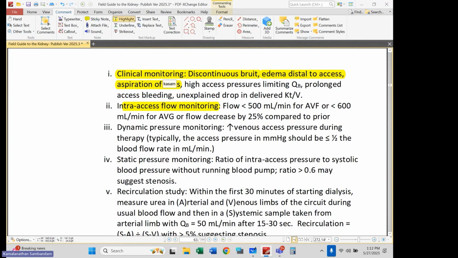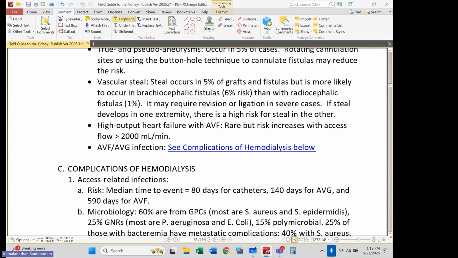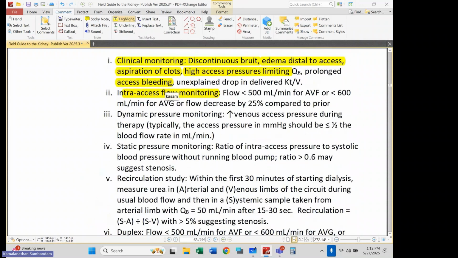Nurses will often say, "I'm pulling clots," a term they use when an access seems to be about to fail. High access pressures, bleeding that persists for a very long time at the conclusion of dialysis, or an unexplained drop in KT/V. Those would be your clinical tools. Again, you can use a variety of access flow measurements, including formal Doppler studies or these transonics.